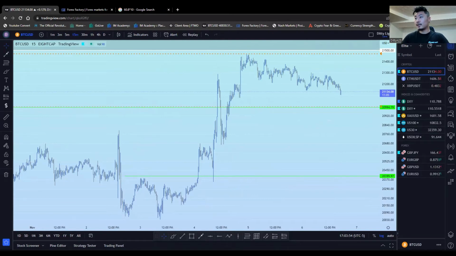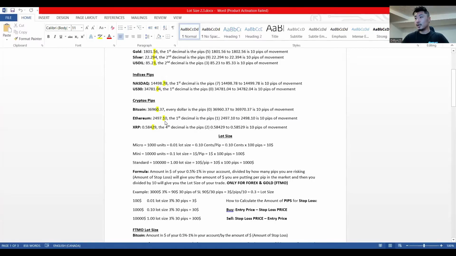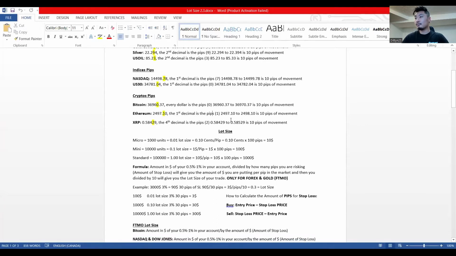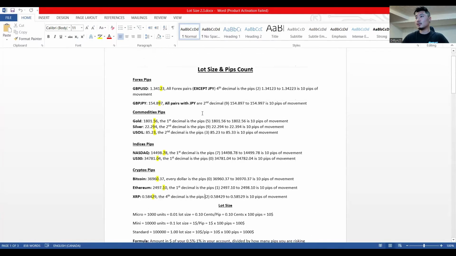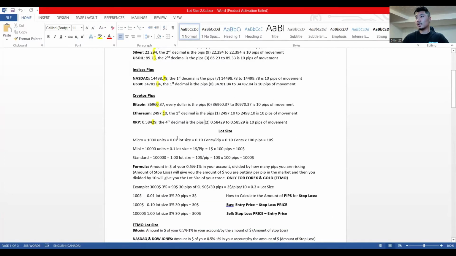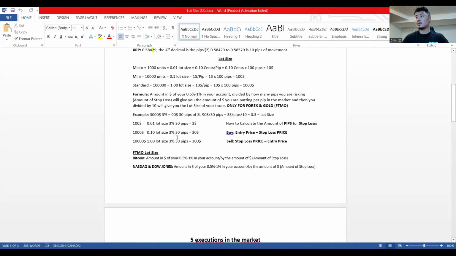So let's go on the file again. So you see here, Ethereum is the first decimal. Like I said, every dollar equals 10 pips. Here we have the example. We have the XRP. XRP/USD is the first decimal, like the Forex, all right? So after that comes lot size.